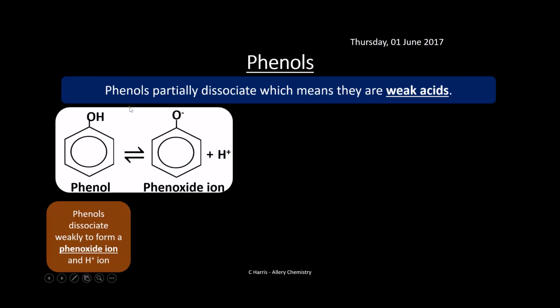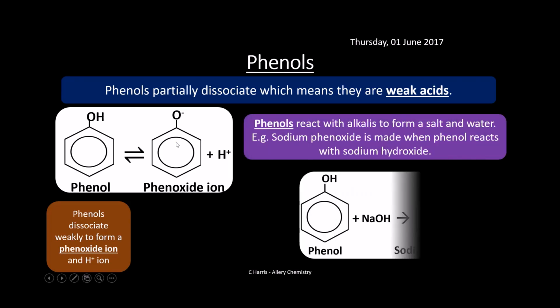But the equilibrium is lying to this side. It's a weak acid, so you don't produce many of these. But we produce what is called a phenoxide ion. Okay, basically it's just a phenol without the hydrogen on. Call it a phenoxide ion.